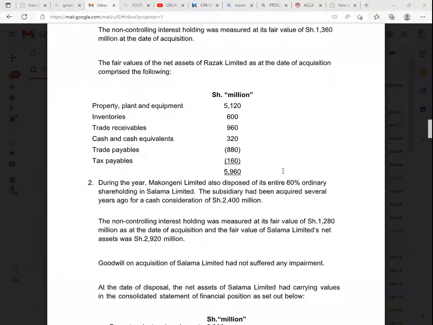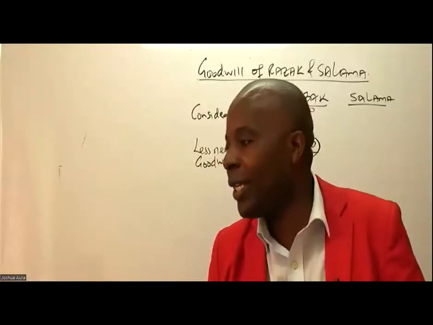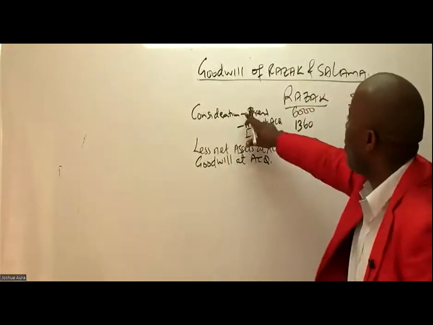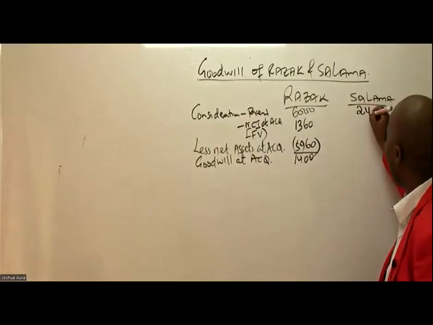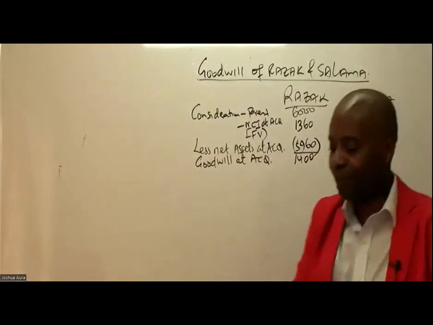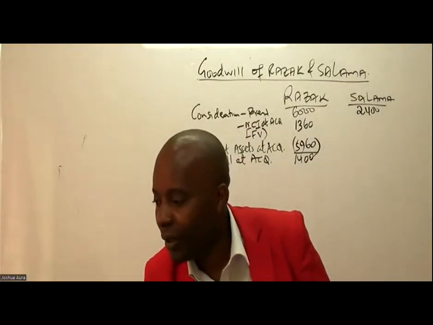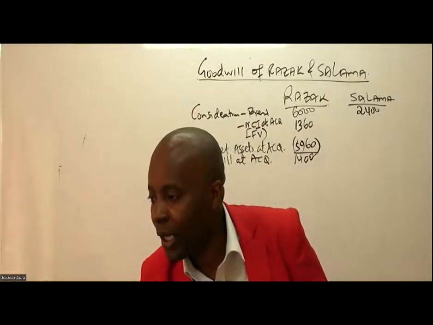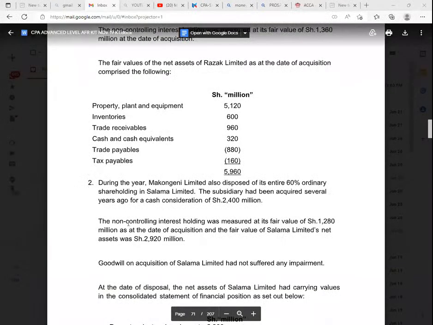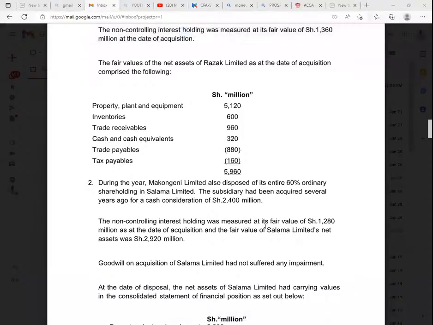Great. So I can see the purchase consideration of the parent. During acquisition, the consideration of the parent was 2,400. I love this. Okay, so we are told here the NCI was measured at its fair value of 1280 at the date of acquisition. I love this kind of examiners.